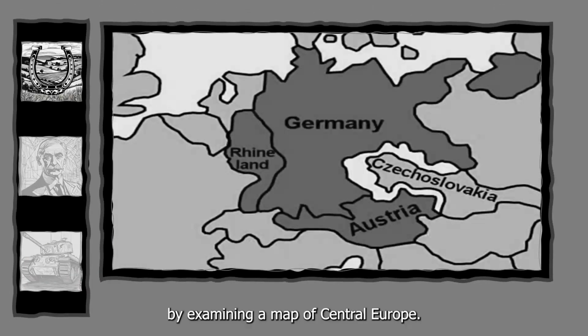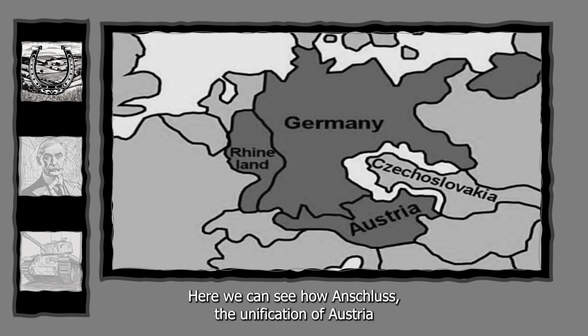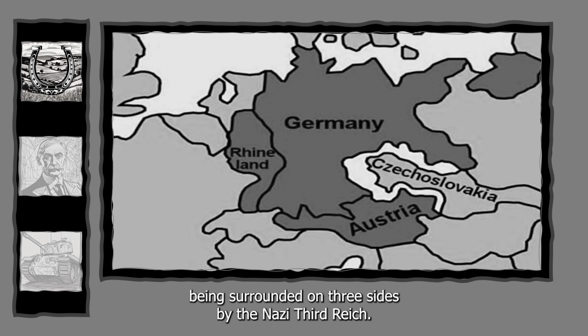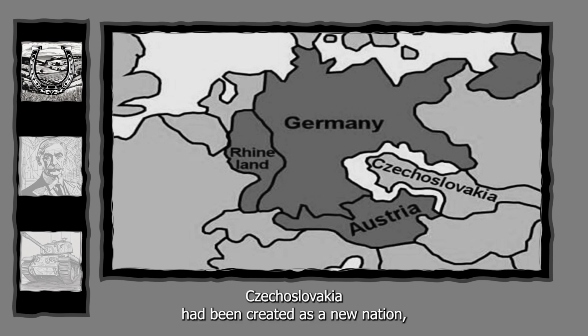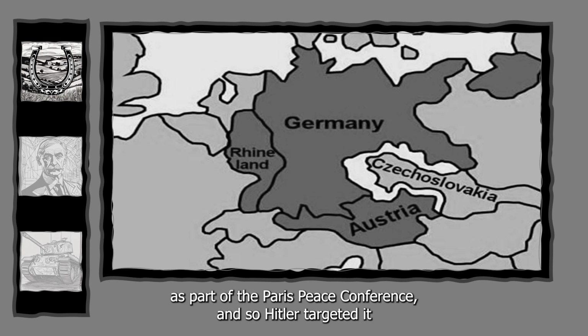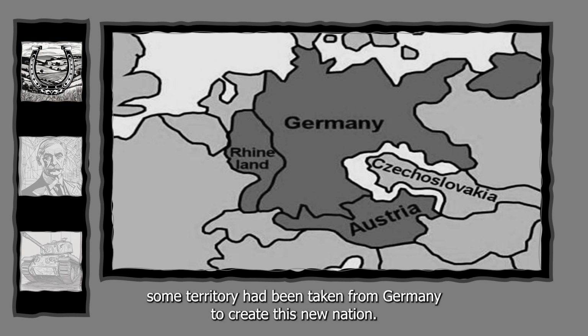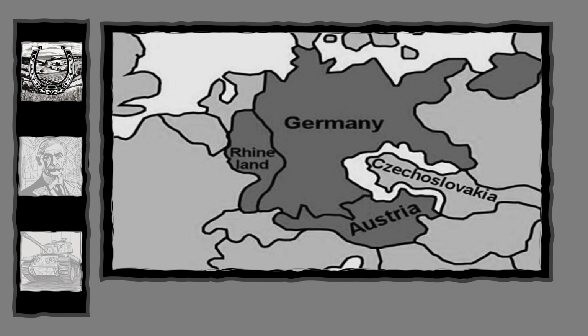Let's begin by examining a map of Central Europe. Here we can see how Anschluss, the unification of Austria and Germany, has resulted in Czechoslovakia being surrounded on three sides by the Nazi Third Reich. Czechoslovakia had been created as a new nation as part of the Paris Peace Conference, and so Hitler targeted it as part of his aim to destroy the Treaty of Versailles, especially since some territory had been taken from Germany to create this new nation.